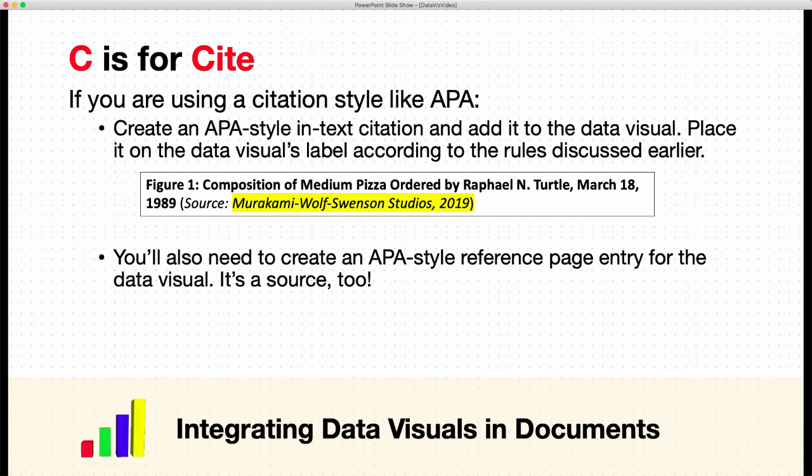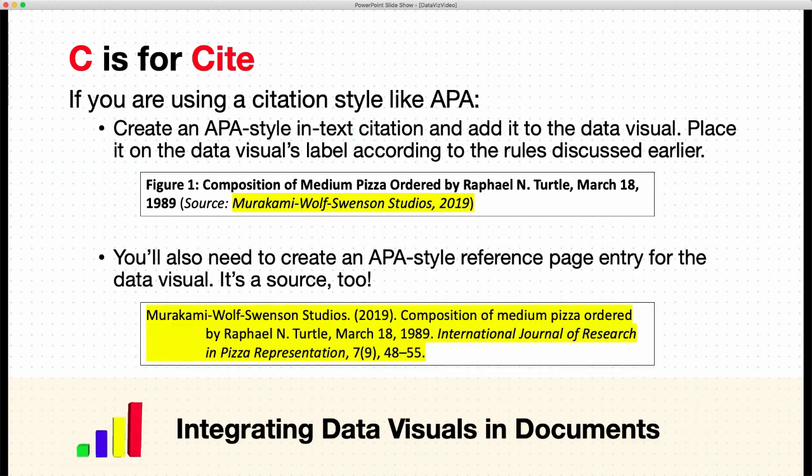Excellent. You also need to create an APA style references page entry for the data visual. It's a source as well. So what that looks like is something like this. The author's name and the date, just like in APA. The title of the data visual, and where it came from and all that other stuff. If it has a journal volume and issue number, the page numbers, if it's something like that. You want to go with the APA rules for any other kind of publication. It's just that what you're pulling out instead of some text is a data visual.